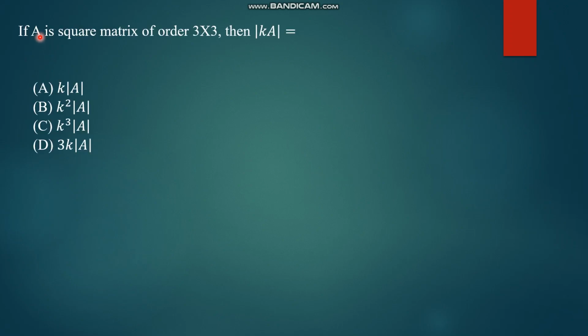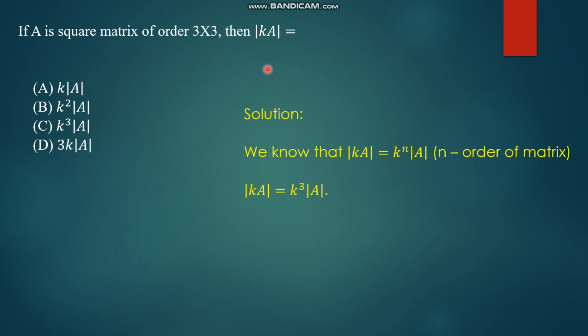Next one. If A is a square matrix of order 3 by 3, then determinant of kA. So this is a general result, as you know. Determinant of kA is k power n into determinant of A. And here n is 3, the order is 3. So the answer will be k cube into determinant of A. So it's option C, k cube into determinant of A.